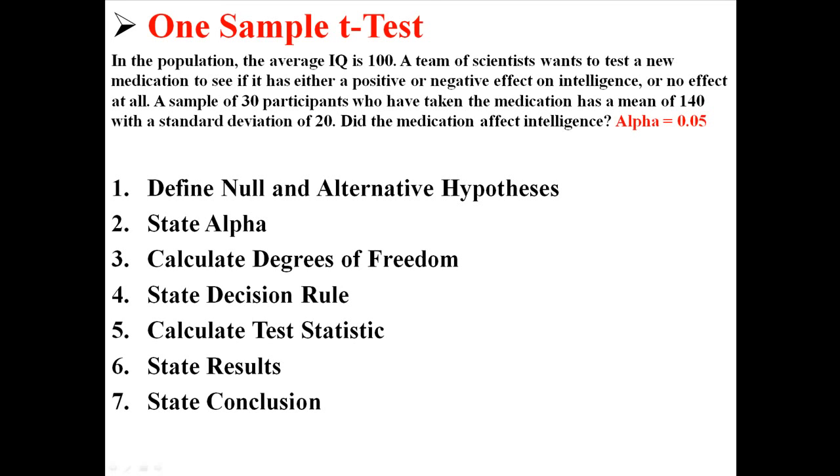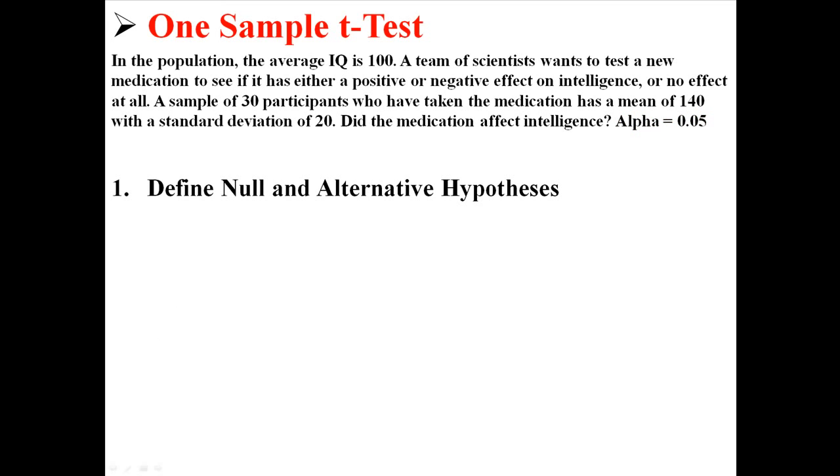So we're going to answer this question using these 7 steps with an alpha level of 0.05. Notice that we don't know the population standard deviation. We only know that the population mean is 100. We do, however, know the sample standard deviation, which in this case is 20. That's why we're doing a t-test instead of a z-test. So step 1 is for us to define our null and alternative hypotheses. Then we will state the alpha, calculate the degrees of freedom because this is a t-test, then state the decision rule, calculate the test statistic, state the results, and state the conclusion. So let's get started with that.